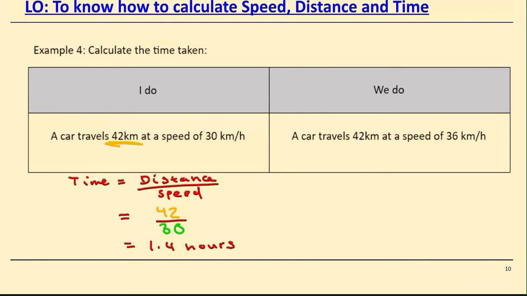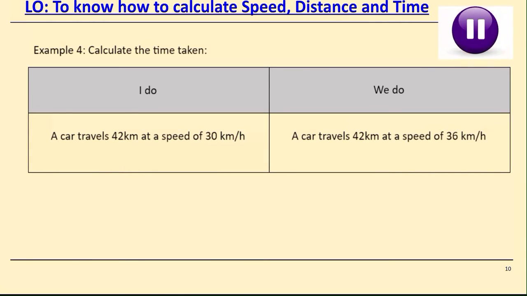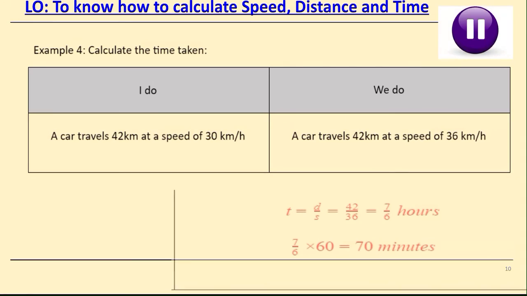hours. And now what we're going to do is convert the 1.4 hours into minutes. All you need to do is just do 1.4 times 60, and that gives you 84 minutes. So the answer is 84 minutes. All right, pause the video, have a go at the we do question. Make sure to write down notes. Great job, the answer is 70 minutes.